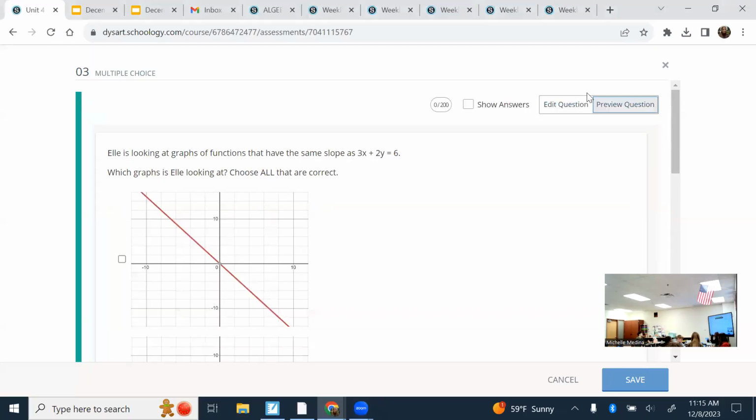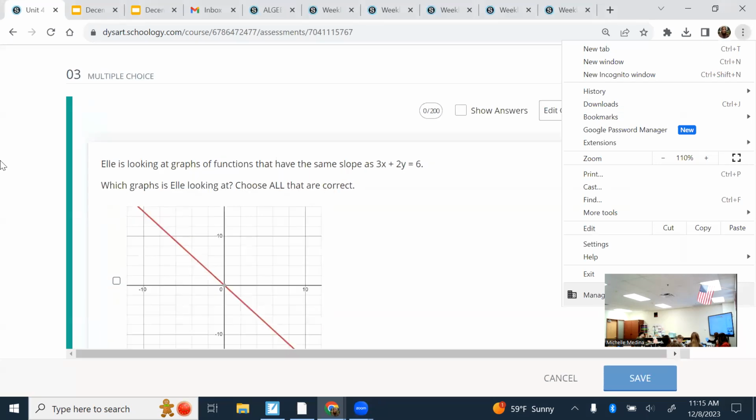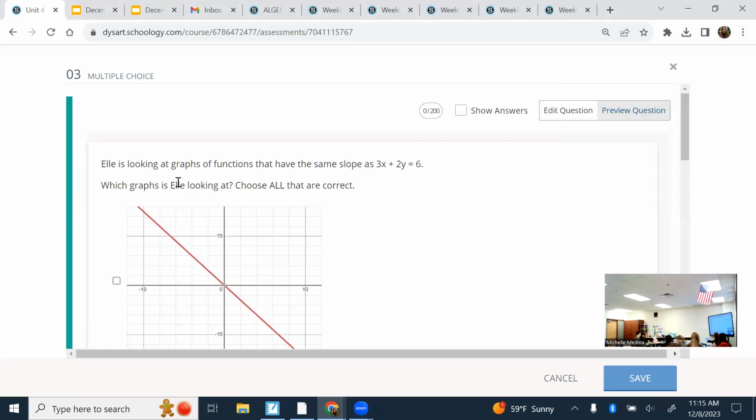Number 3 on the puzzle piece study guide, in case you want help with that one too. L is looking at graphs of functions that have the same slope as 3x plus 2y equals 6. Which graph is L looking at? Choose all that are correct.